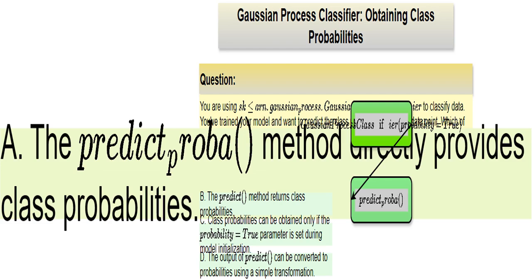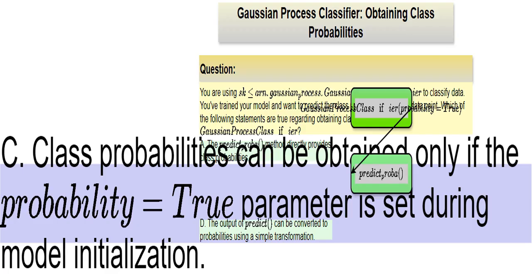Gaussian process classifier, probability equals true. Nope. The predict method only gives you the predicted class labels, like cat or dog. There isn't a simple calculation to change those labels into probabilities.